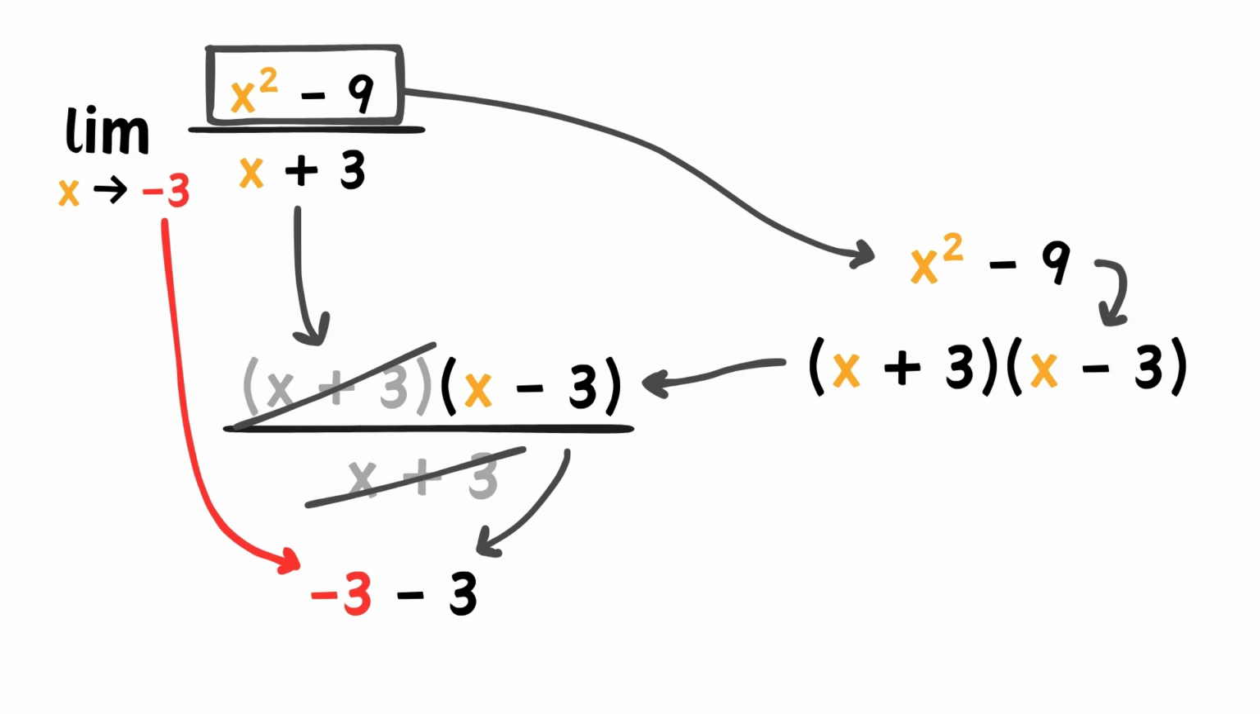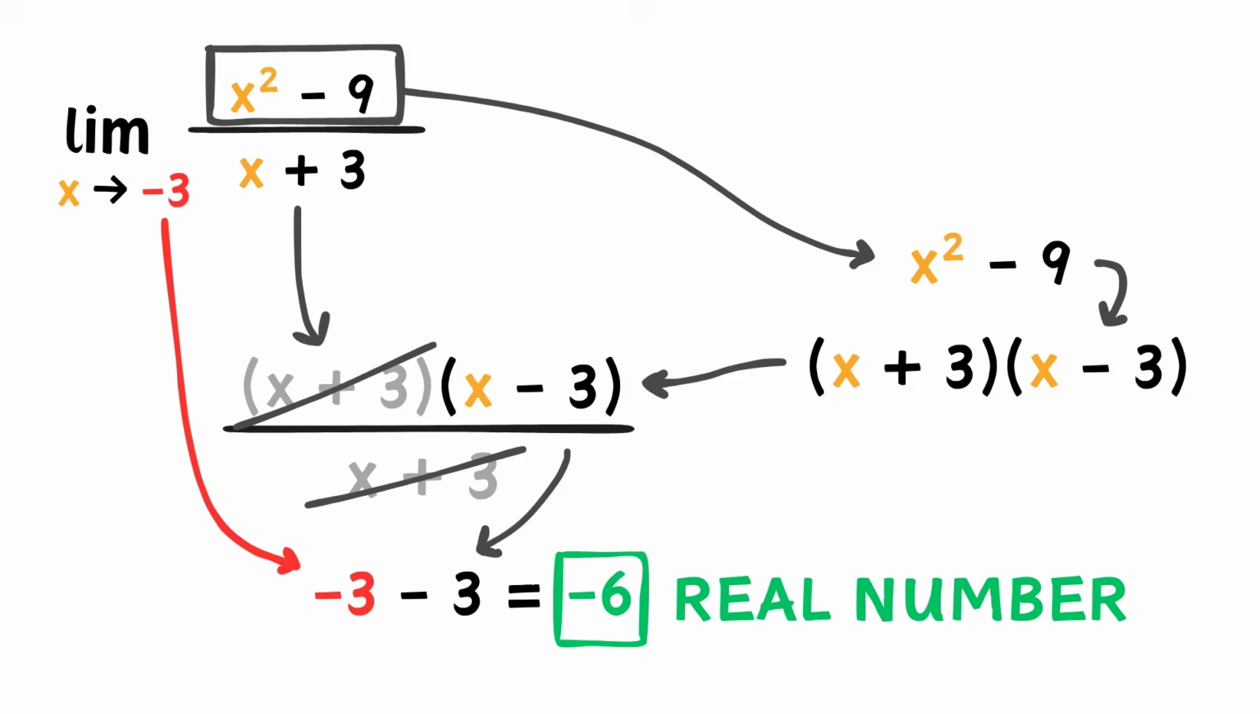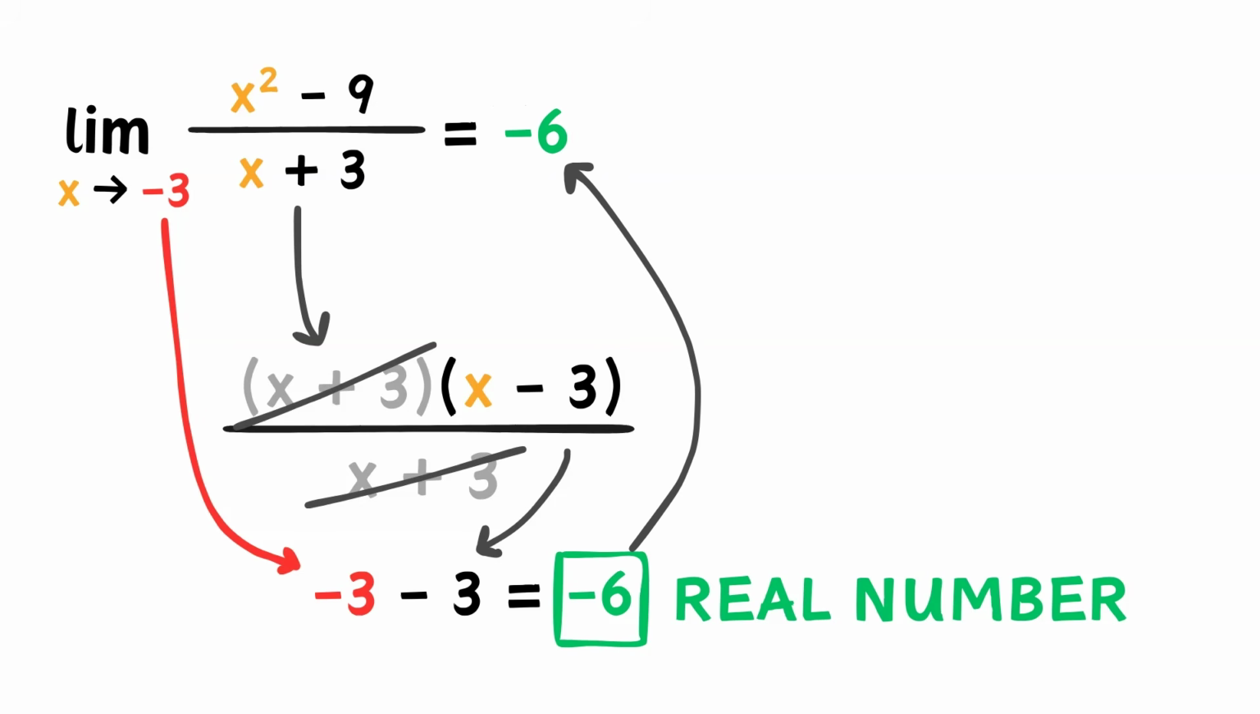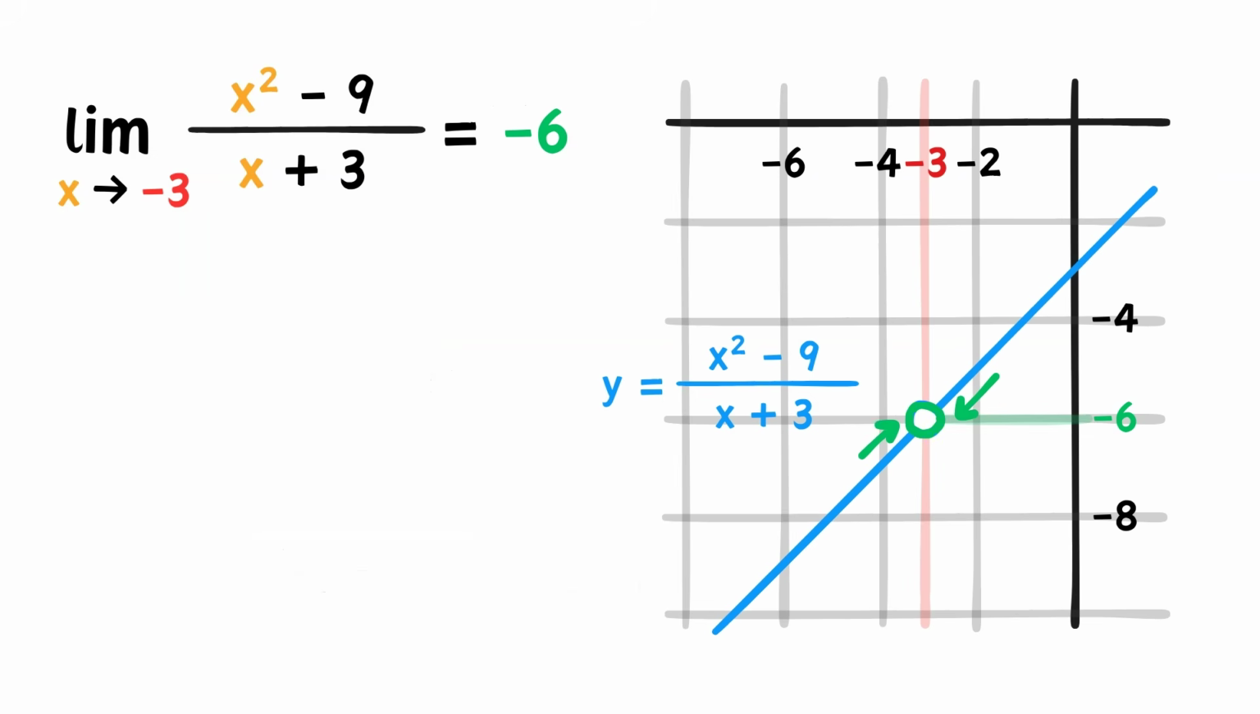If we directly substitute in now, we get negative 3 minus 3, which is negative 6. Negative 6 is a real number, so that's our limit. Again, we can look at the graph to confirm our answer.